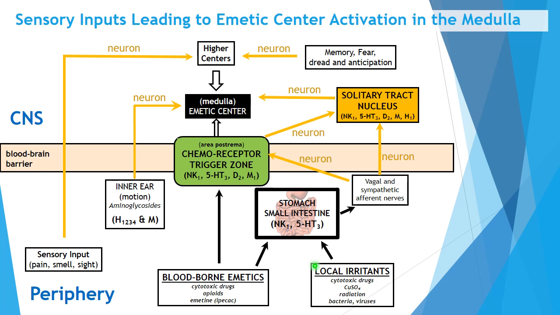And that's just things that are ingested or that are in the GI tract. There are also bloodborne emetics, right, or things that are in the blood that cause nausea and vomiting. It could be cytotoxic drugs, opioids. An old drug called Ipecac used to be used intentionally to induce vomiting in someone that ingested something toxic. That's not really used anymore, but it's just an interesting example of something that could be in the blood and also induce nausea and vomiting.